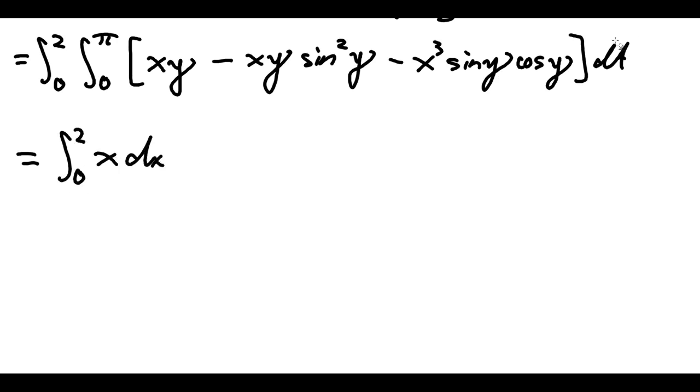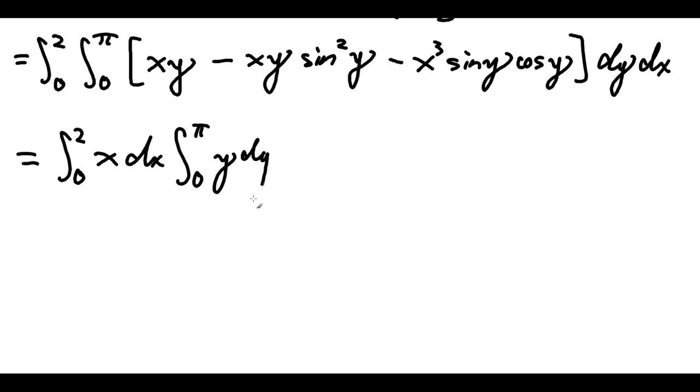Oh, I just realized, if this were a live class, this is where somebody should have stopped me. But none of you can stop me because you are watching this later. This should have been dy dx because I wrote this as an iterated integral rather than a double integral. So we have dy dx here. Sorry about that. So when we separate this, we have the integral from 0 to 2 of x dx times the integral from 0 to pi of y dy.